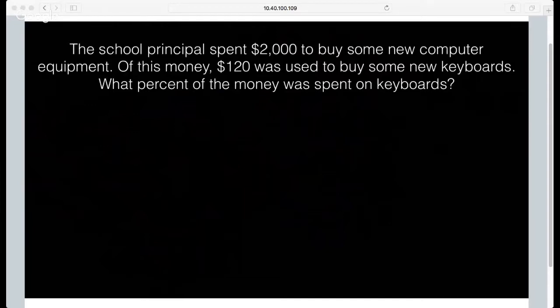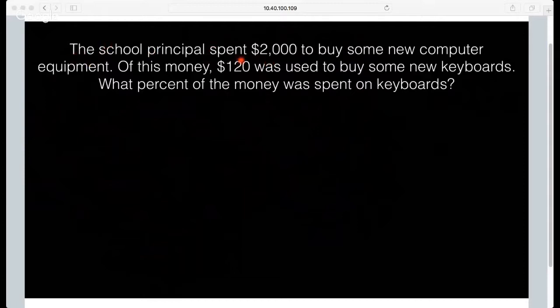Here we go. The school principal spent $2,000 to buy some new computer equipment, and of this money, $120 was used to buy some new keyboards. What percent of the money was spent on keyboards? I've talked about this before. When you read through a word problem, that's a lot of information. Nobody expects you to remember everything you just read the first read. So I hope that you always, after reading through one time, just to get an idea of what's going on, that you go back and you break it up piece by piece. And we're going to do that right now.